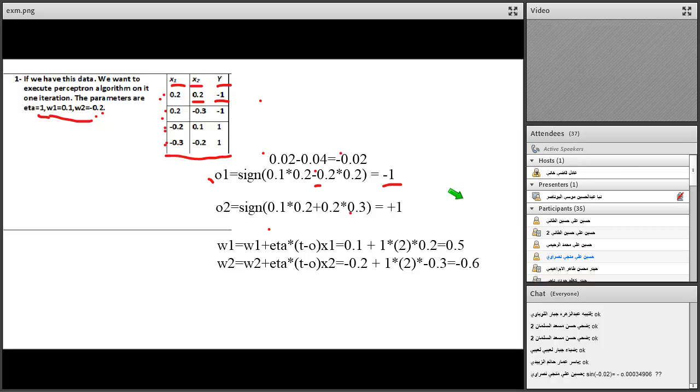Okay, so W1 is W1 plus eta multiplied by T minus O x1. W1 is 0.1, plus eta is 1 here, 1. T minus O, T is Y, and O is O2, which is plus 1.